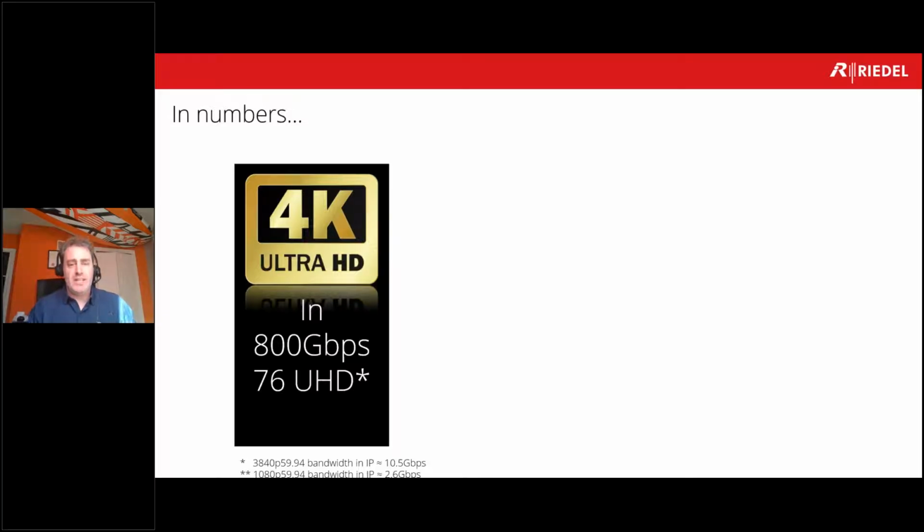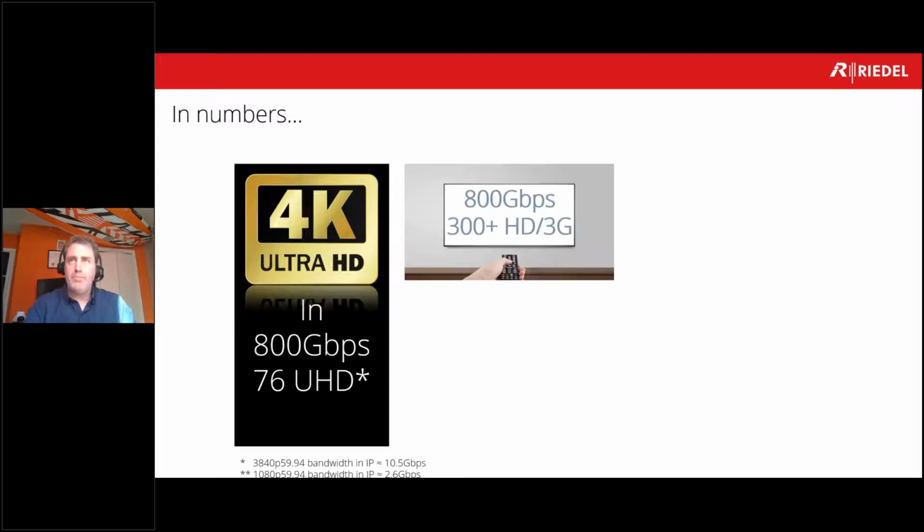I say 76 is where you can be comfortable. It's about 20 gig of extra just for PTP communication and so on, and any reordering you have to do, or any bandwidth usage conflict. So I also put this slide for you. 800 gig will enable you to carry 300 plus 3G signals. You can double that to 600 if you look at pure HD, no 3G. So you see the numbers are really scaling like crazy.